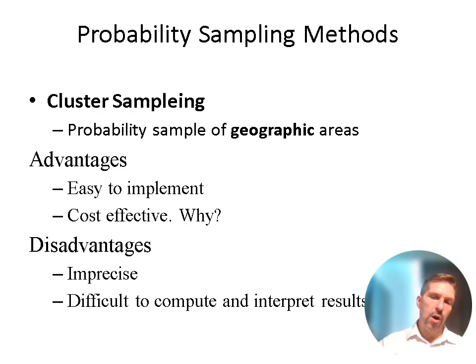Good. Now, a special type of stratification is cluster sampling. Cluster sampling is when the variable that you use to stratify is geographic location. So when you use geography, like zip code, or anything that has to do with where things are located in space, we call that cluster sampling.